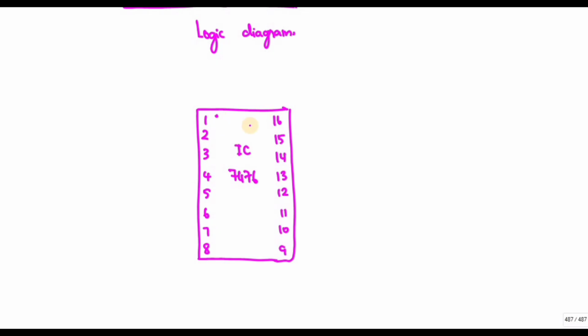So this is your first pin. You have a dot here. This represents the clock of the first JK flip-flop. Inside this IC you have two JK flip-flops. Next is reset bar, an active low pin. So if I want to make the first JK flip-flop reset, it has to be 0.